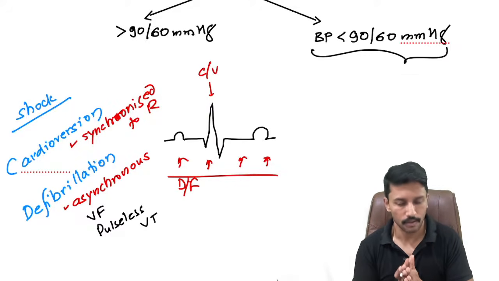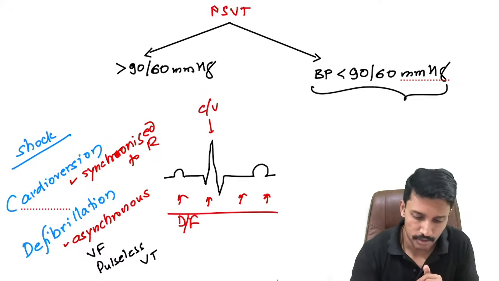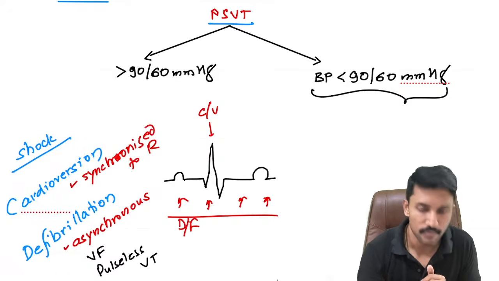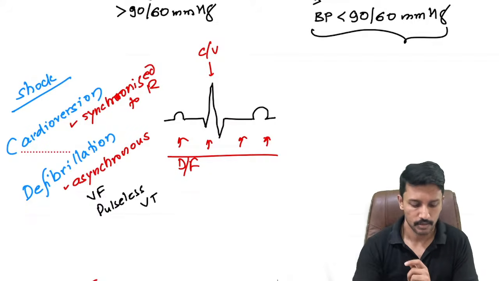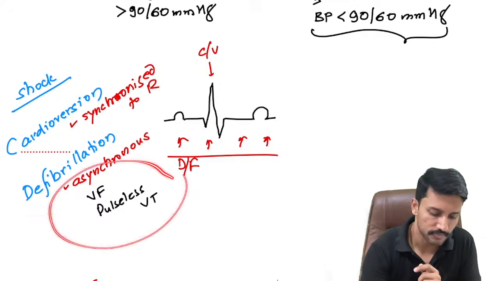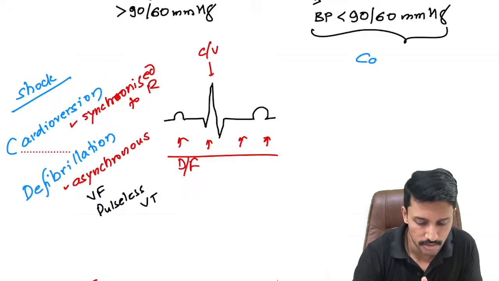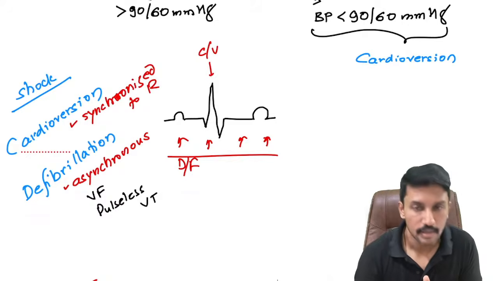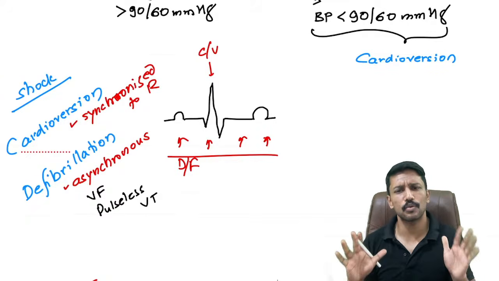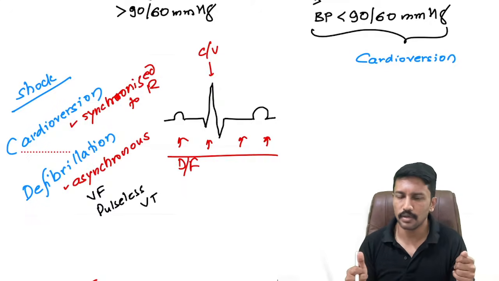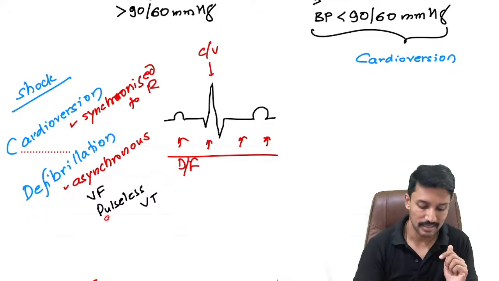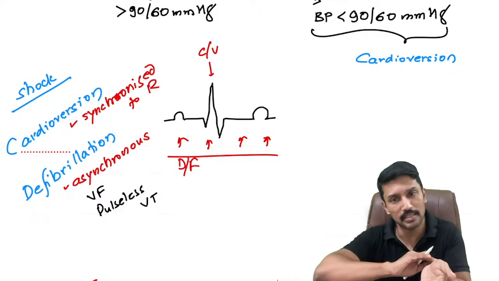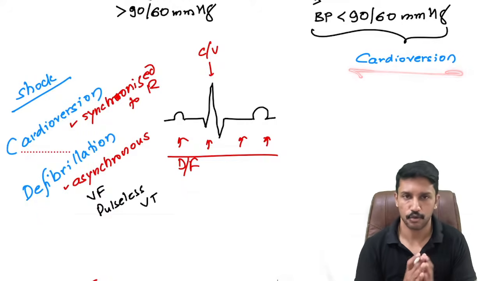Clear? Okay. So now you should tell me, if I have a hemodynamically unstable PSVT, should I do cardioversion or defibrillation? Only two conditions we do defibrillation, that is VF and pulseless VT. So here it will be cardioversion. Any arrhythmia whose BP is low, we give shock, it is going to be cardioversion except these two conditions. Remember, pulseless VT, but even VT where a pulse is felt, we go for cardioversion.